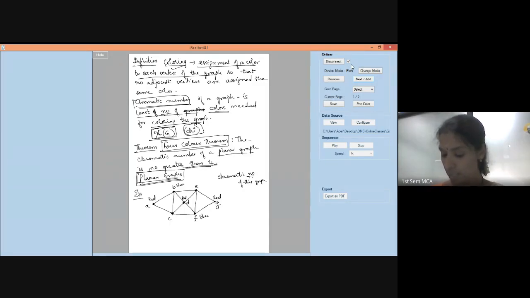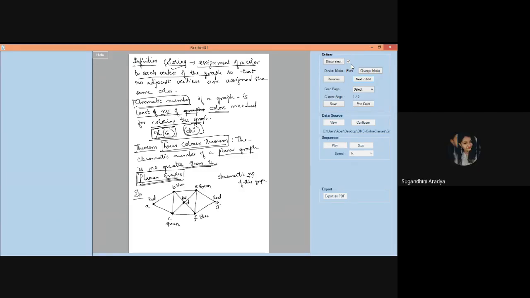C, I cannot color it with red because it is adjacent to A. I cannot color it with blue because it is adjacent to B, it is adjacent to F. I cannot color it with red even because it is adjacent to D, which is also red. So I have to take some other color. I will take green. So if I color this as green, E also I can color it as green only because it is not adjacent to C. We have colored all the vertices now, and we have also seen to it that no two adjacent vertices have the same color. Are you observing that?